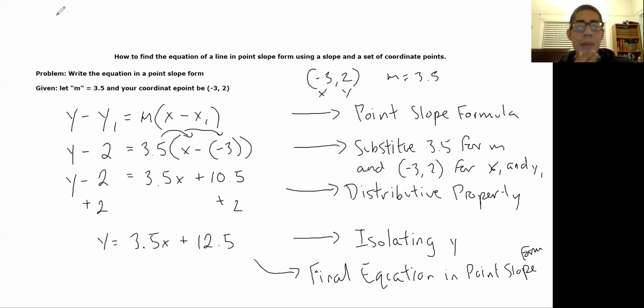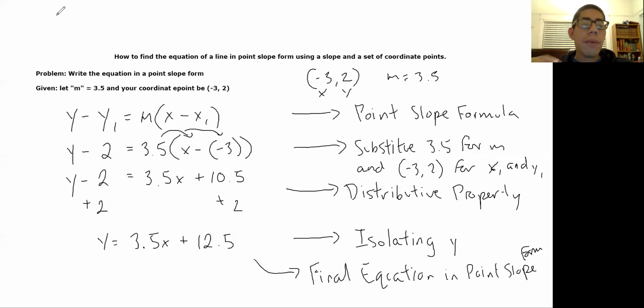So the first kind of problem is how to find the equation of a line in point slope form using a slope and a set of coordinate points. The problem just says write an equation in point slope form. And they give you a given. This is the information that they give you as part of the problem. They say let m equal 3.5 and your coordinate point be -3, 2, right?